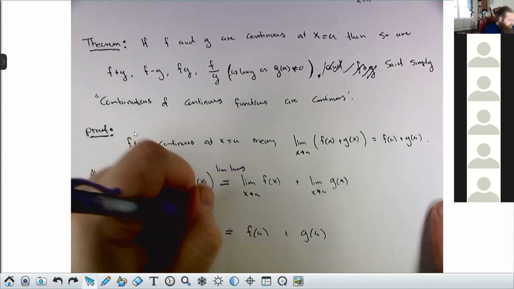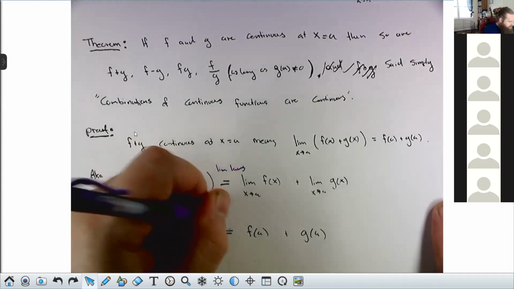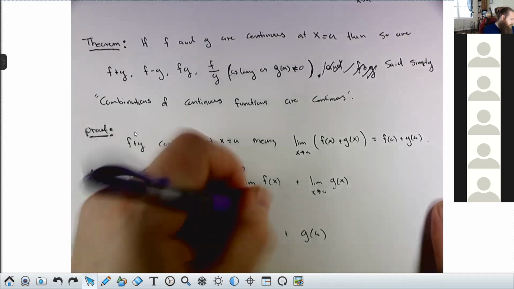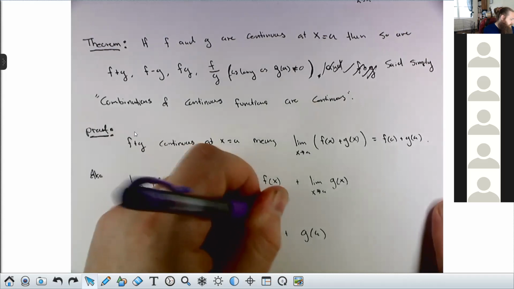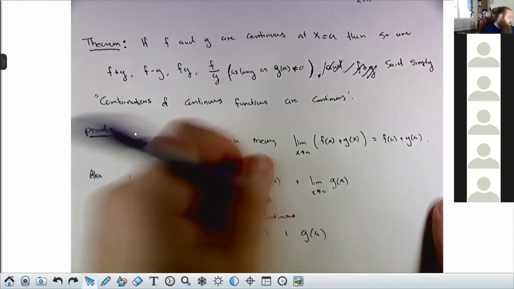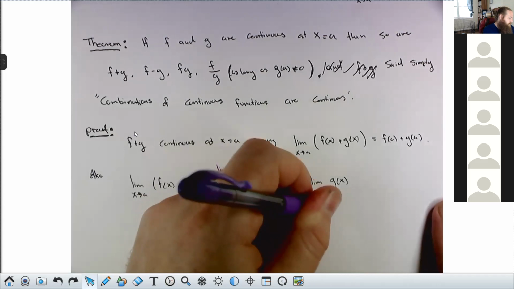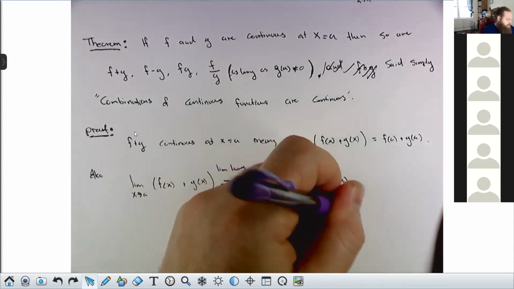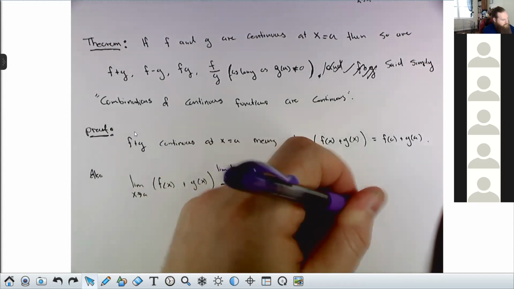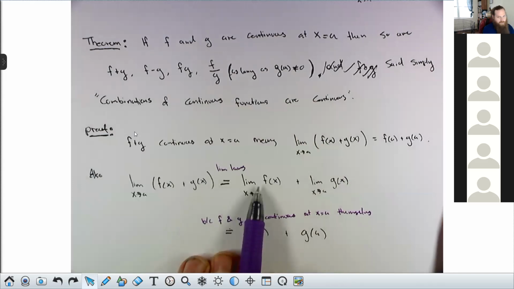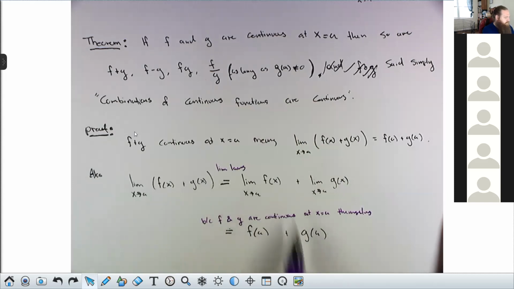This is because f and g are continuous at x equals a themselves. Right? The definition of f being continuous at a is that this limit, the limit as x goes to a of f of x, is equal to f of a. And this is what we wanted to show, right? It's like two steps. Use the limit laws and then use the continuity of each. All the other parts go similarly.